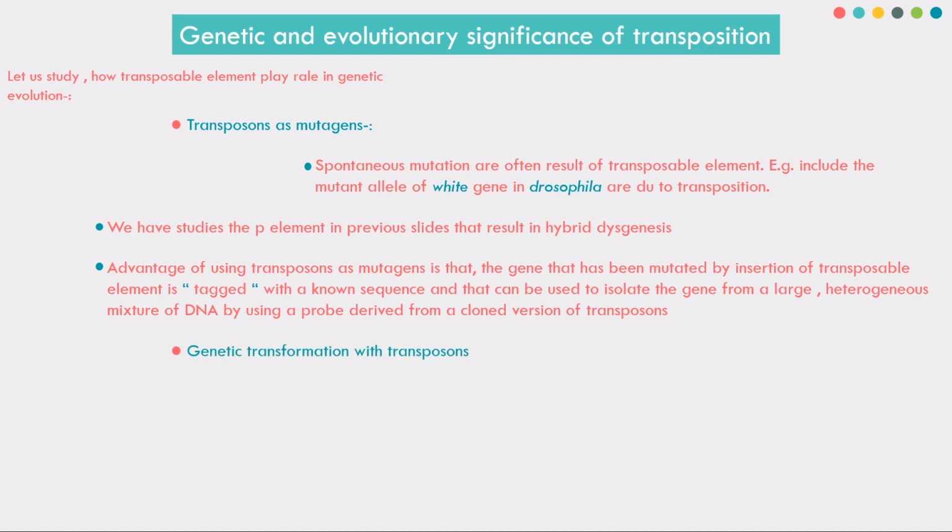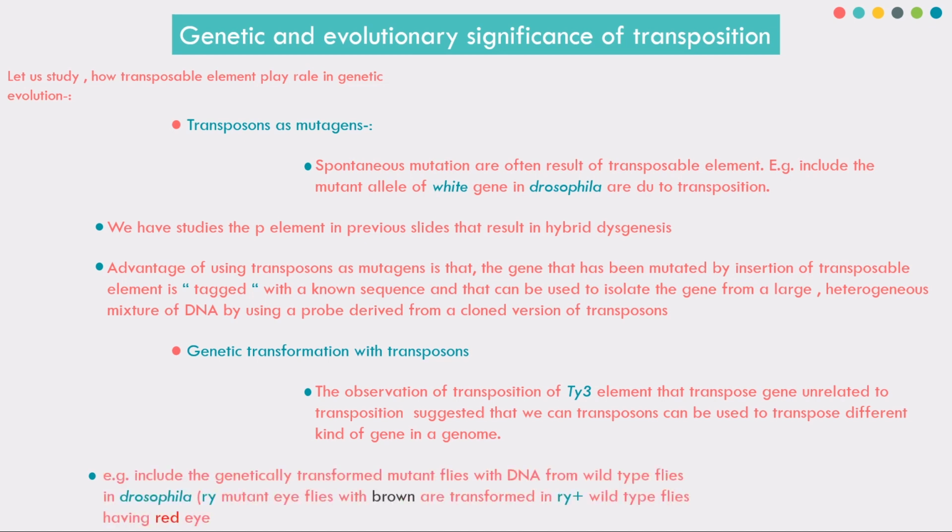Genetic transformation with transposons. The observation of transposition of the Ty3 element, which transposes genes unrelated to transposition, suggested that transposons can be used to transpose different kinds of genes in a genome. An example is the genetic transformation of a mutant fly with DNA from a wild type fly in Drosophila. The ry mutant flies with brown eyes are transformed into ry plus wild type flies having red eyes.